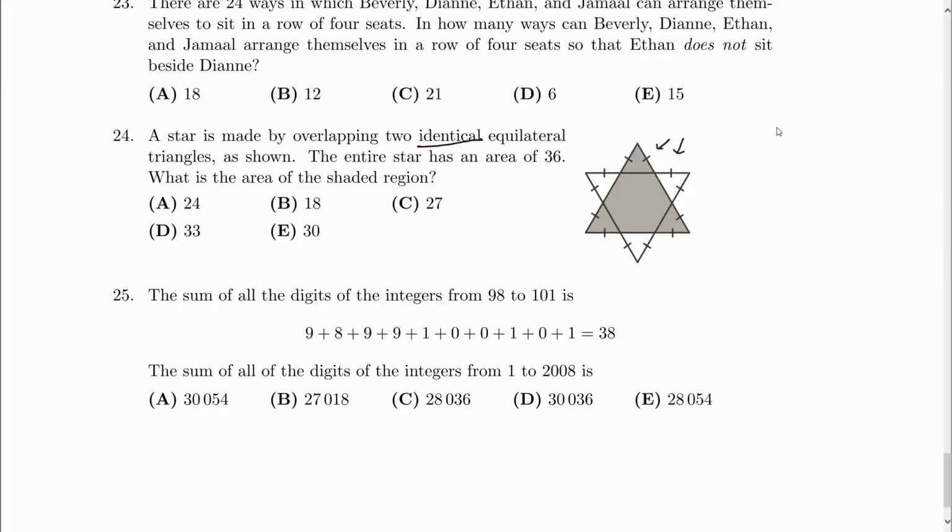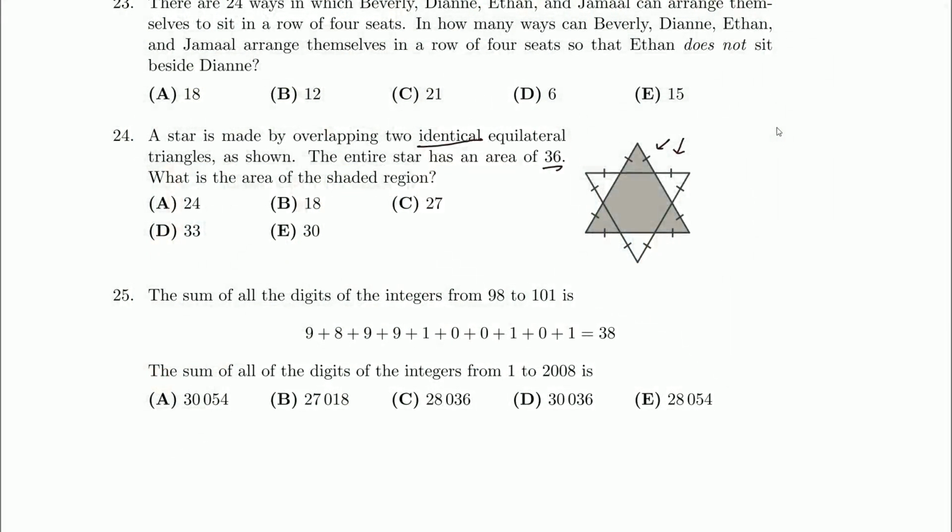Very particular note that all these lengths with a dash through them are the same. They are the same length, whatever it may be. The entire star has an area of 36. What is the area of the shaded region? Okay. So the shaded region is just one of the triangles. One of the big triangles. Obviously, there are lots of little triangles.